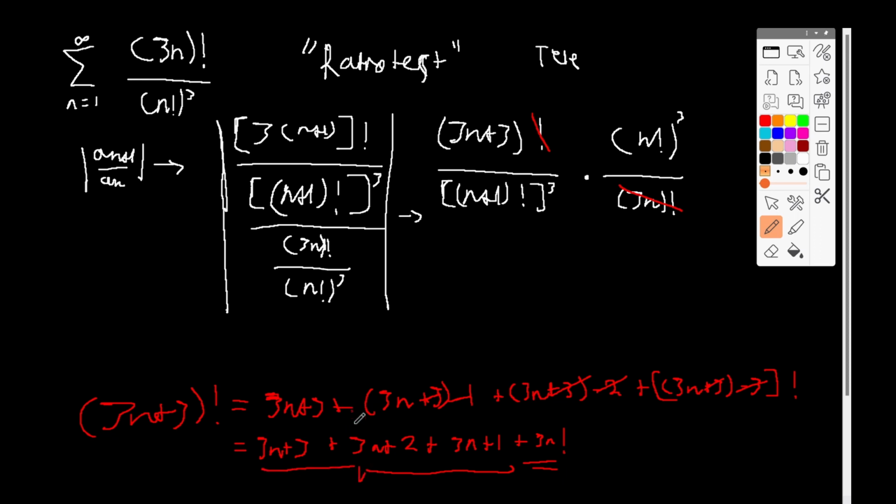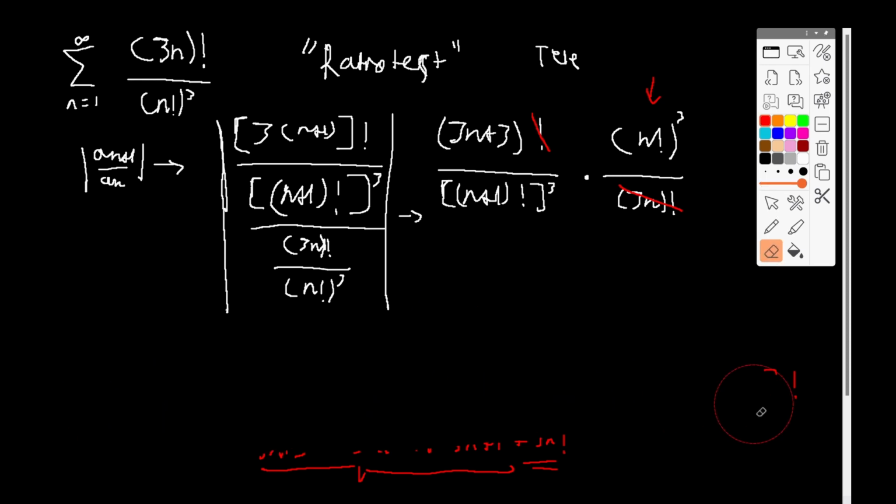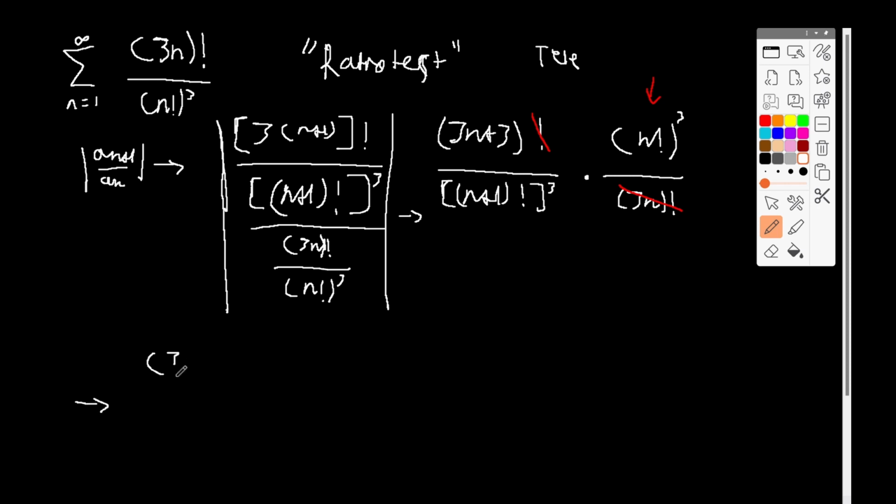Another thing I can simplify is this. It could be n factorial times n factorial times n factorial, which is n factorial cubed. So let me get rid of that and rewrite the whole thing here. The whole thing is supposed to be 3n plus 3 times, actually. Oh, did I say plus?